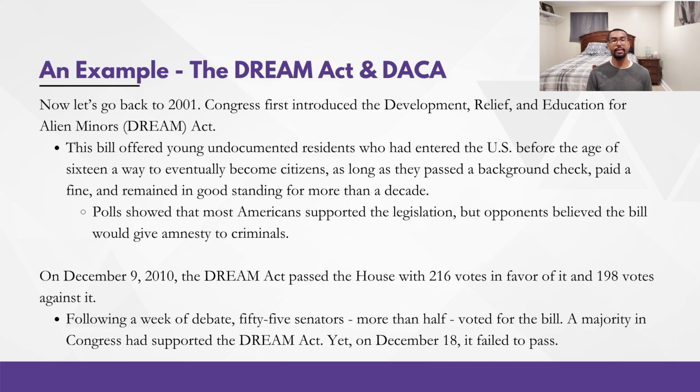On December 9, 2010, the DREAM Act passed the House with 216 votes in favor of it and 198 votes against it. Following a week of debate, 55 senators, more than half, voted for the bill. The majority in Congress had supported the DREAM Act. Yet, on December 18th, it failed to pass. How could a bill that had the solid support of the majority of both chambers die?